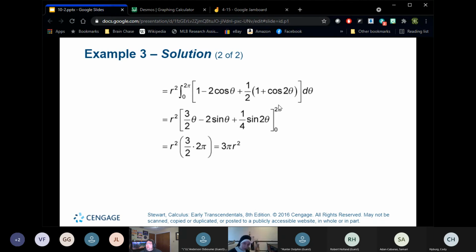Now that we've got rid of everything, I can actually do the integral of it. We do the integral of 1, and the integral of 2 cosine theta. So the 1 becomes theta. Negative 2 cosine theta becomes negative 2 sine theta. And then we have the 1/2 times 1, which is 1/2, which is where that 3/2 comes in, because it's that 1 plus that 1/2. That's where the 3/2 theta comes from. And then cosine 2 theta becomes 1/4 sine 2 theta.